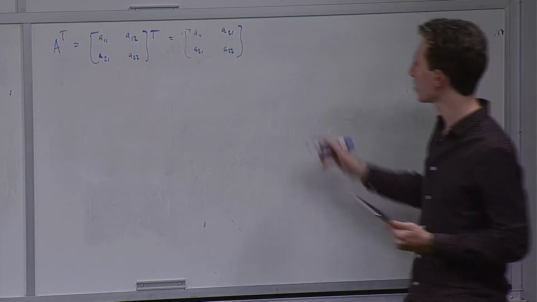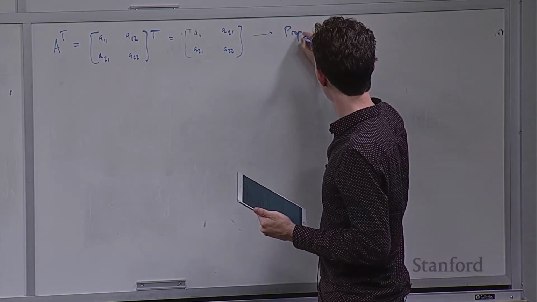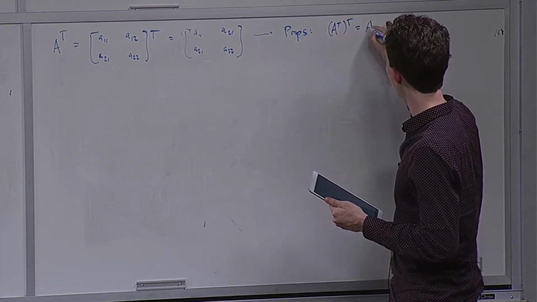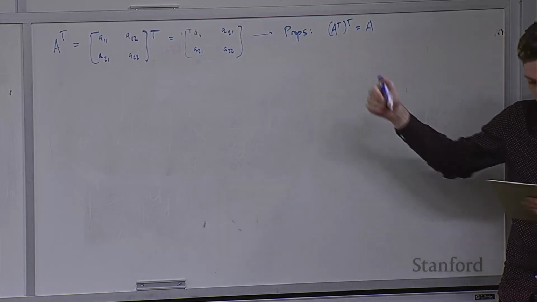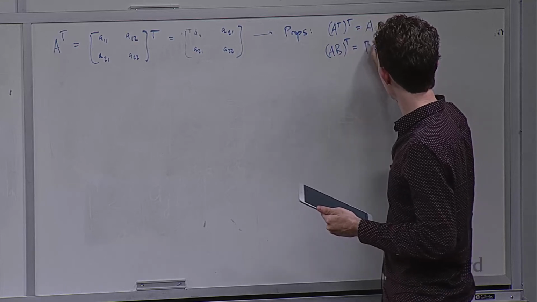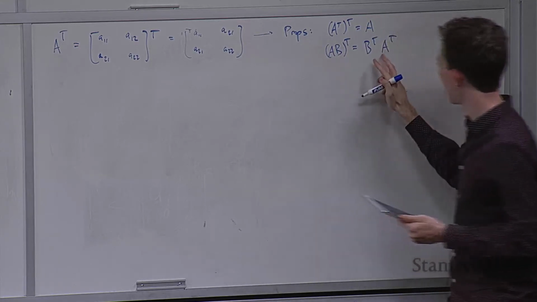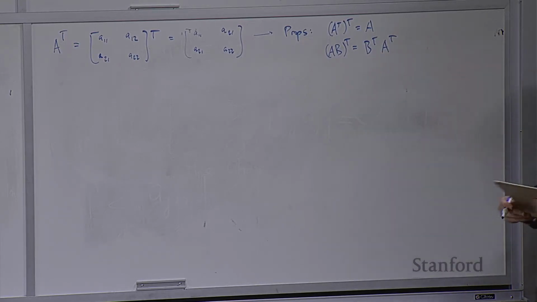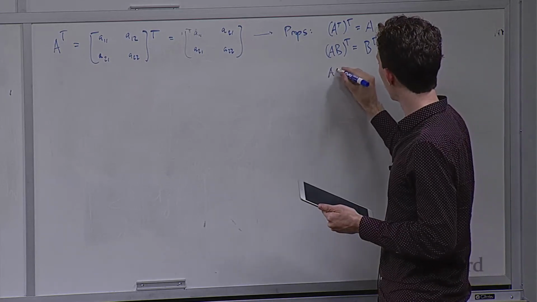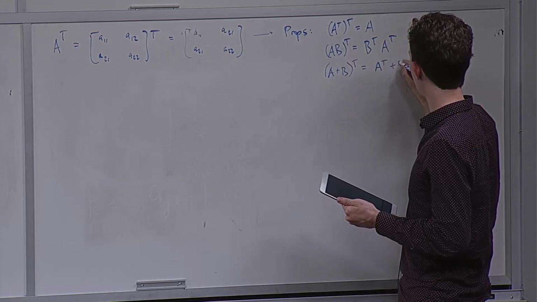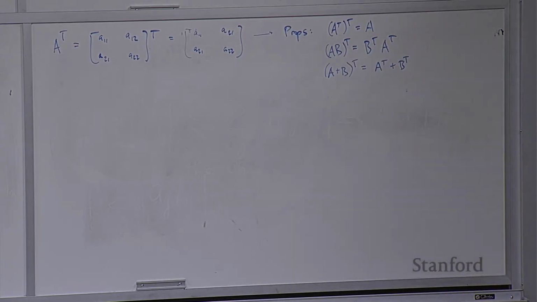Some properties of transposes are that (A transpose) transpose is the same thing as A. That makes sense. I flipped it once, and then I flipped it back. If I take a product AB and transpose it, that's the same thing as flipping the product order and taking the transpose of each of those. This is not obvious, but if you're interested, you can look up a proof. It's not hard to find. And then the other property is that if I sum two matrices and then take the transpose, I can just think of transposing them immediately and taking the sum. Okay.